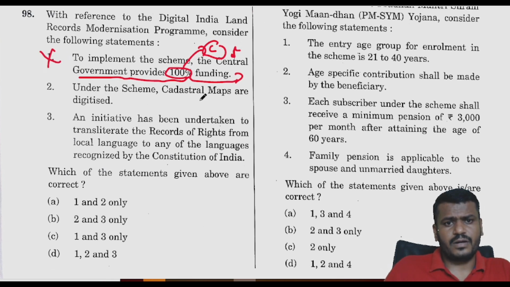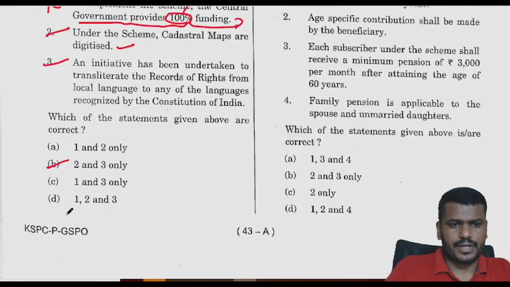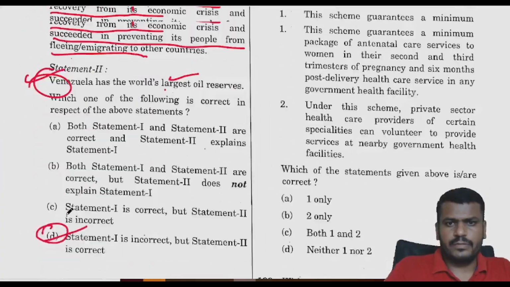Under the scheme, cadastral maps are digitized. Yes, that is true. An initiative has been undertaken to translate the records of rights from the local languages. Yes, that is also true. 2 and 3 are definitely correct, but the first statement is wrong, guys. So you can remember that one.